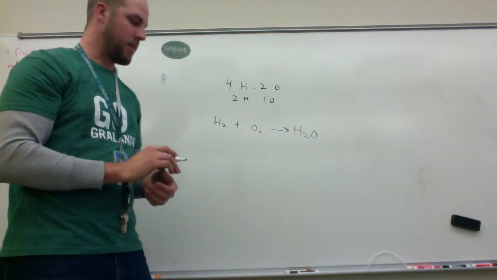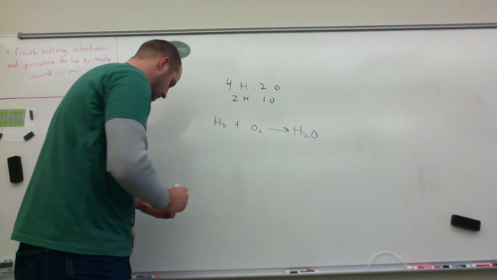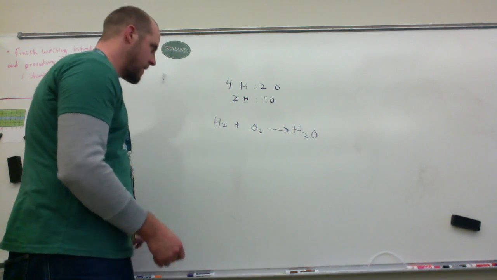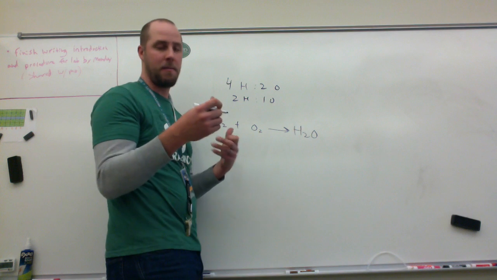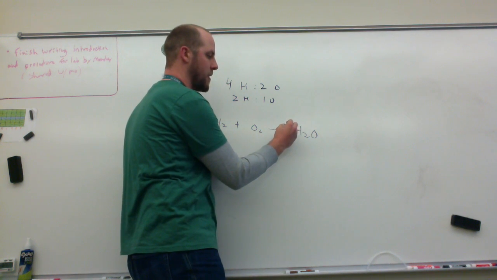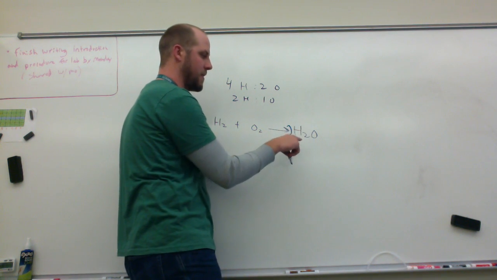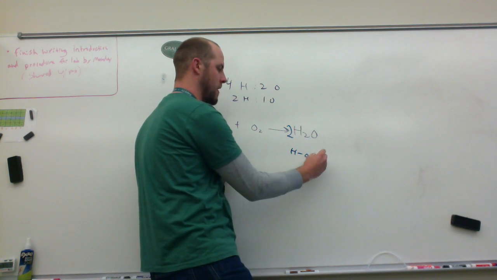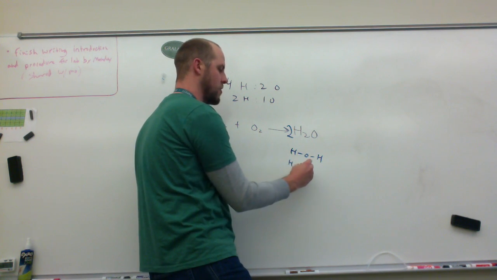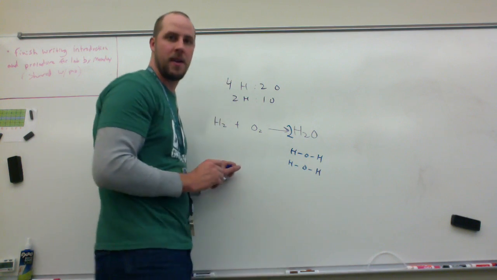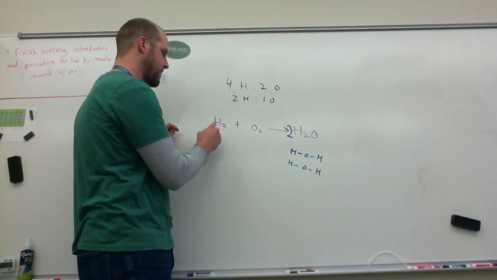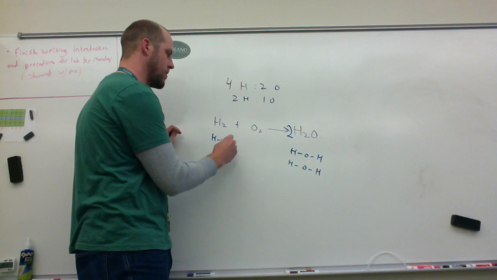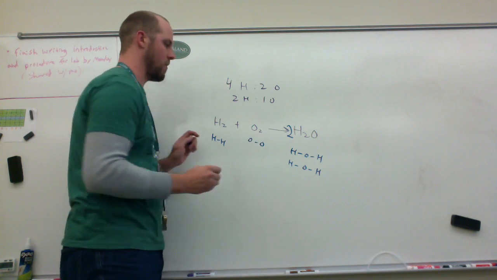So what you have to do is something called balancing the chemical equation. What that means is putting some coefficients in front. If you remember from the Build a Molecule lab, if I put a 2 out front here, what that means is I've got 2 waters. I've got an HOH and another HOH. And then over here, I've got an HH and an OO.